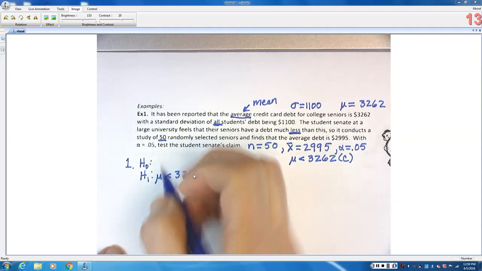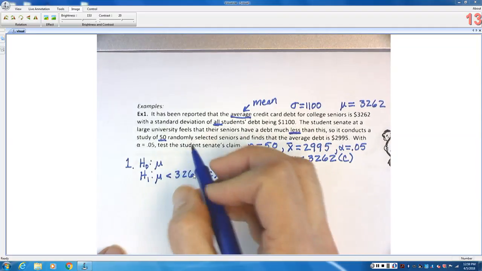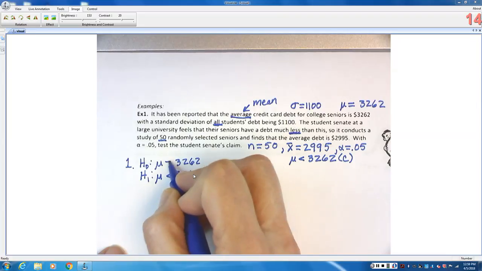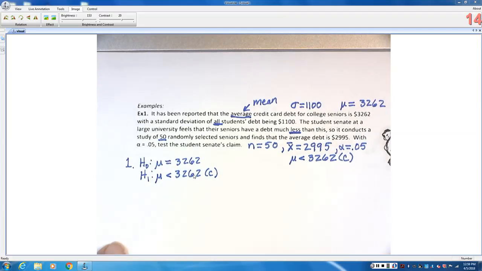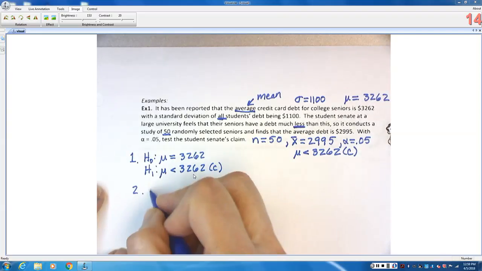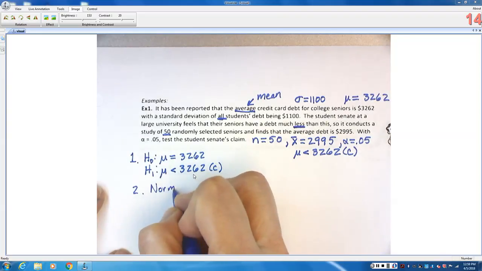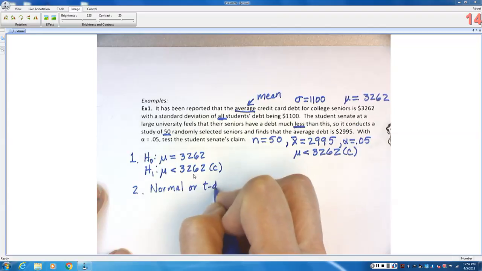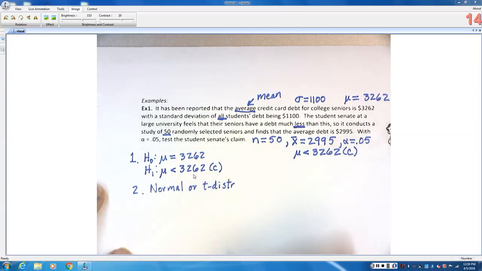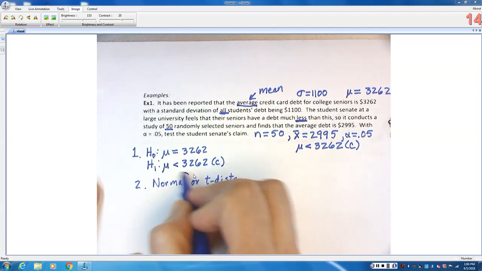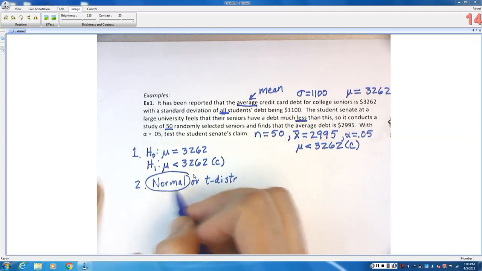And then you can just write, you keep the same symbol, you keep the same number, and you write equals. That's step 1. Step 2, is it normal or a t distribution? You guys, I heard somebody say normal. It is normal. Just write normal.